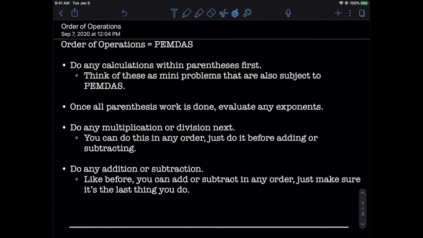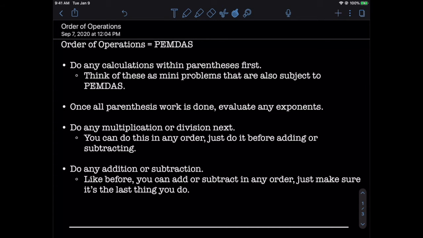Your best bet is to do the calculations in the order that's going to make your numbers as easy as possible. But if you're the type of person who really feels like you need some kind of directions, then I would suggest doing things from left to right. And that leads us to our final set of operations here, addition and subtraction. Just like with multiplication and division, you can do them in whatever order you want. You just have to make sure that you save your adding and subtracting for the very end.